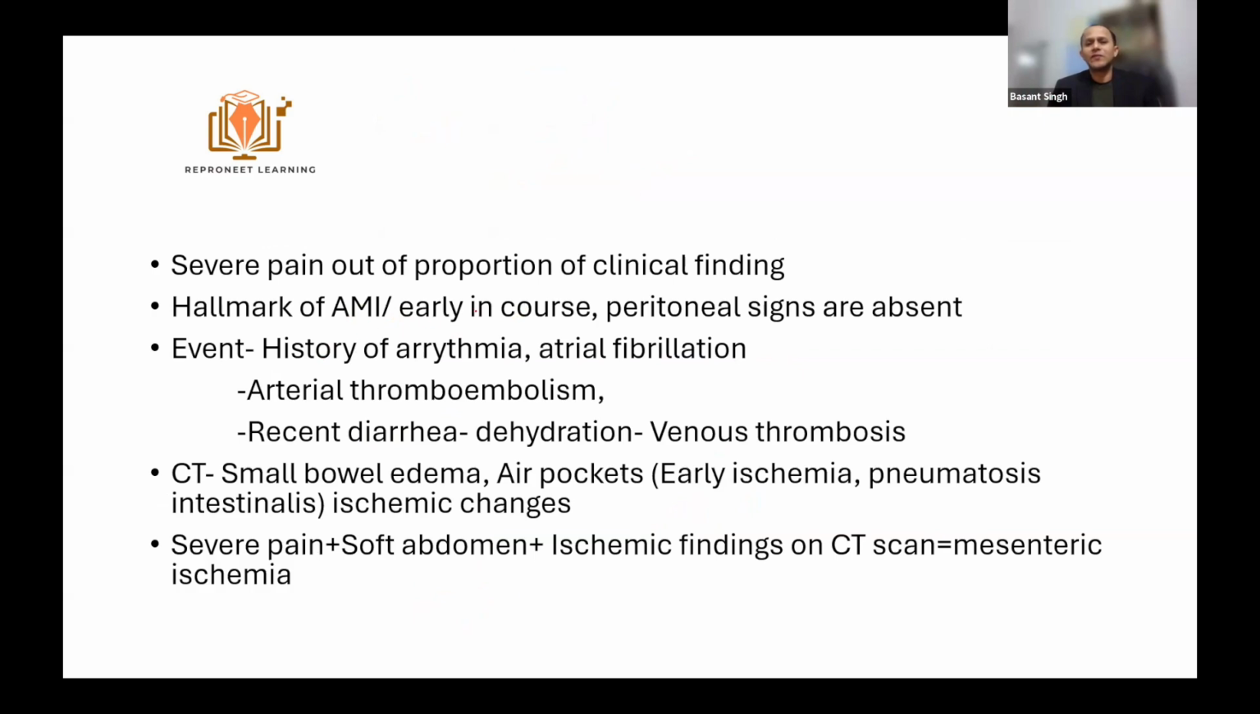History of arrhythmia, atrial fibrillation, arterial thromboembolism, recent diarrhea, dehydration. What are the CT findings? These are kind of non-specific in the initial period. Later on, you have frank necrosis. Okay. So severe pain, soft abdomen, ischemic findings on CT scan is mesenteric ischemia. This is how you diagnose mesenteric ischemia.